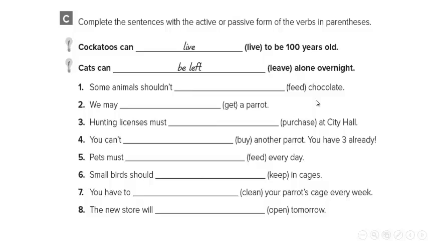We may get a parrot. Hunting licenses must purchase at City Hall. Must be purchased. So if the sentences start with an object, simply it is a passive sentence. And vice versa. If they start with a subject, they are active ones.